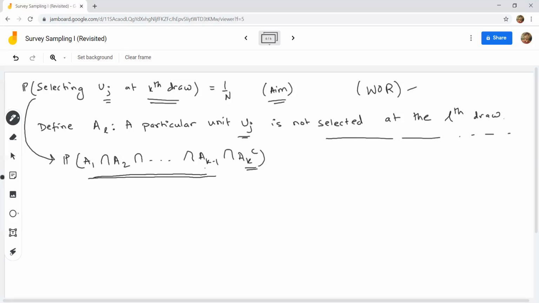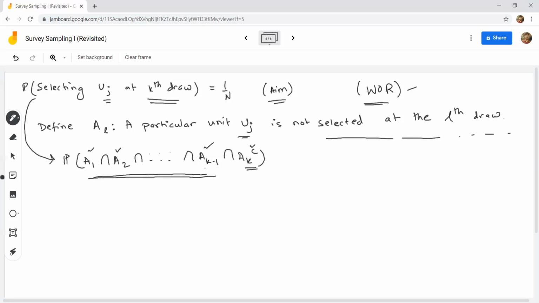Look, I am selecting uj at the kth draw. Fine. Since I'm doing WOR, it can't be selected in any other previous draw. Then it will not be in the sample itself, right? So this means that uj was not selected in the first draw, uj was not selected in the second draw, and this goes on and on. uj was not selected in the k minus 1th draw, but I have defined the event that uj is selected at the kth draw. So this should be ak complement, because in the kth draw, I am selecting uj. So this is the complement of ak. Okay.